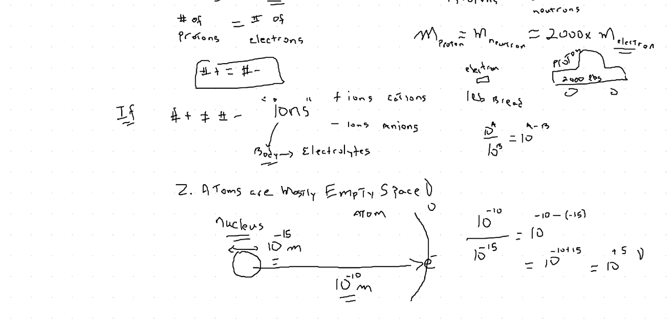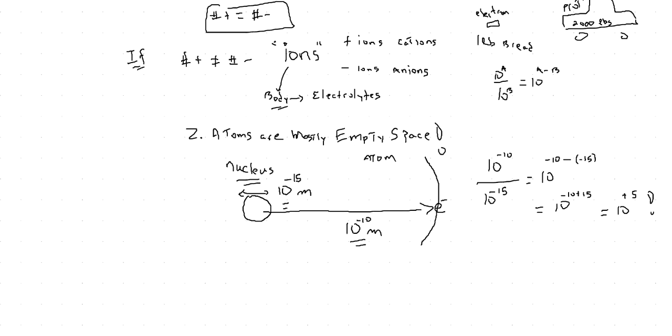10 to the 5th is equal to 1 with 5 zeros: 1, 2, 3, 4, 5. That's 100,000. That means that this distance to the nearest electron is 100,000 times the size of the nucleus. So you see how far away it is.